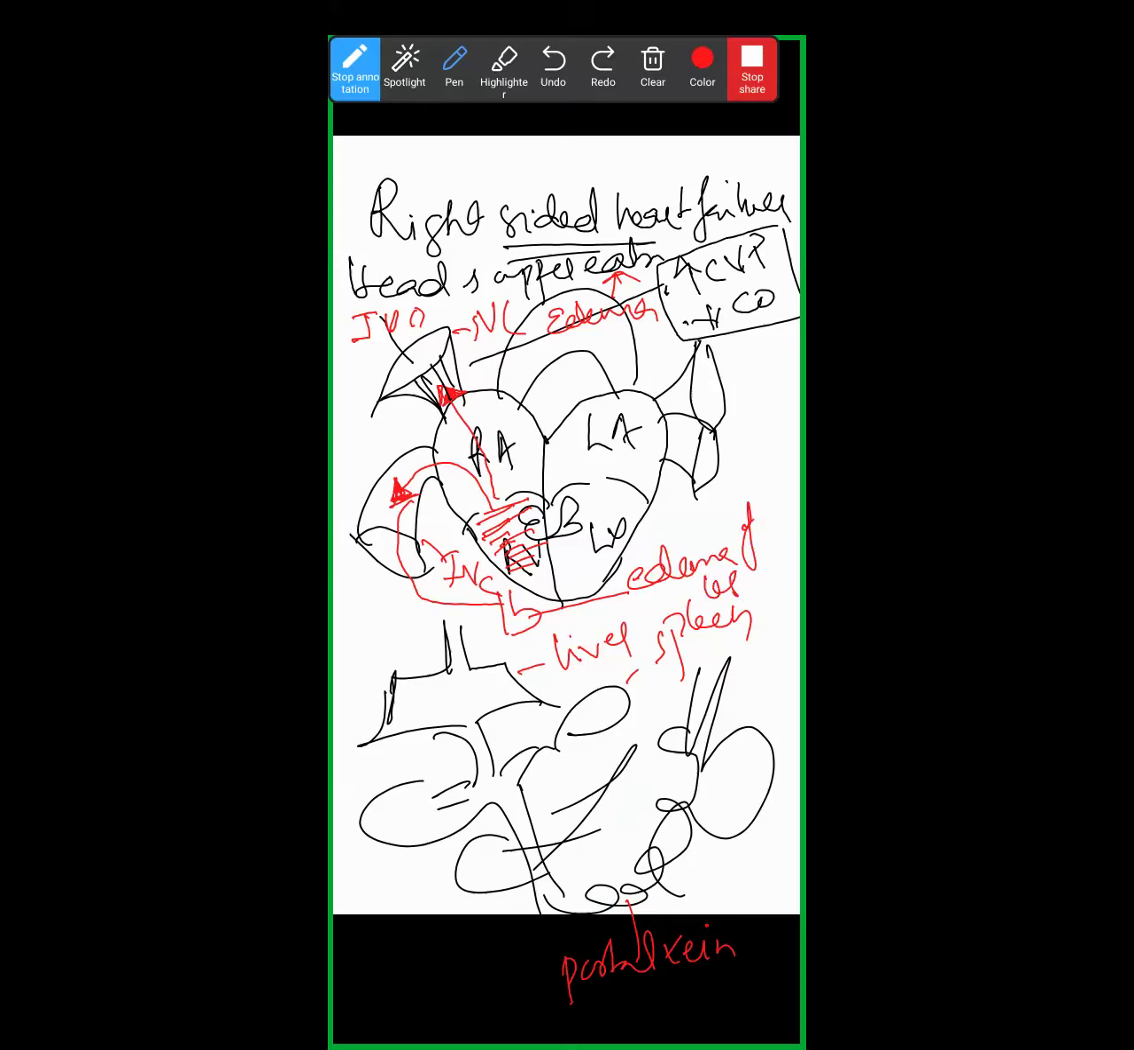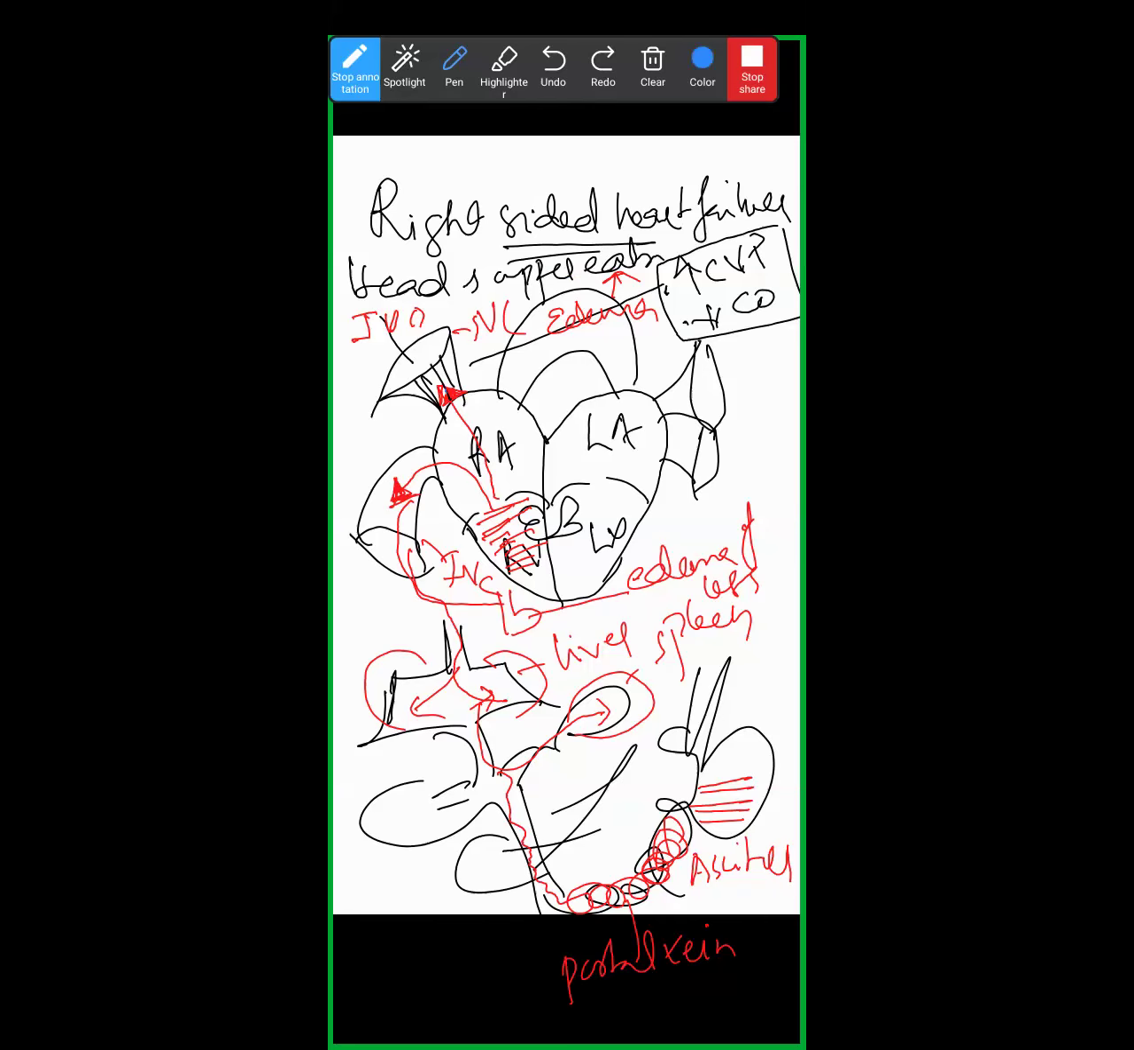Edema of legs. And the inferior vena cava backflow also goes into the liver, and the liver will be enlarged, hepatomegaly, and the spleen is also enlarged, splenomegaly. This pressure will go into the portal vein, so portal vein congestion will be there. This can lead to fluid accumulation in the abdomen, that is ascites. So this is how we can see the symptoms of right-sided heart failure.